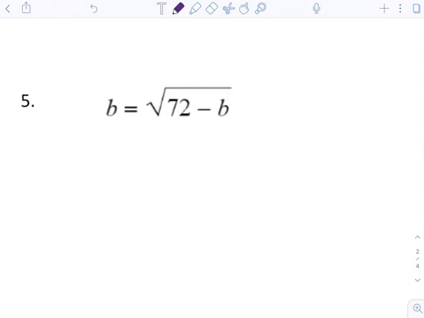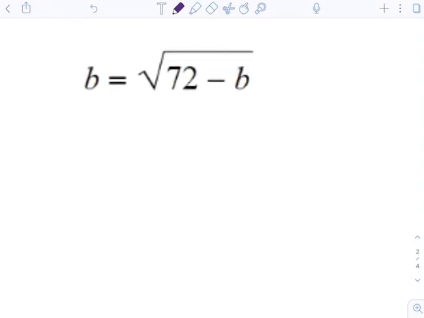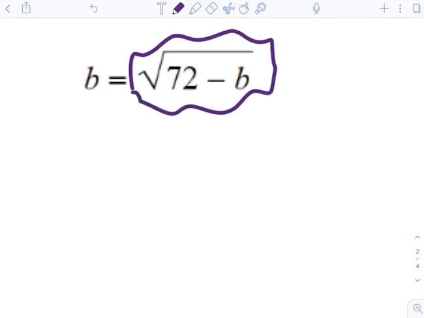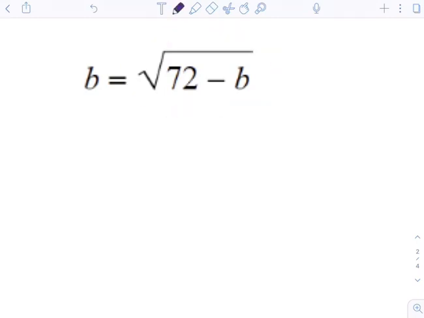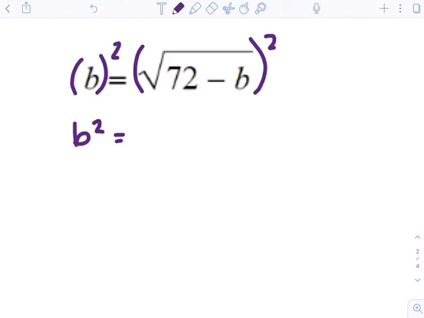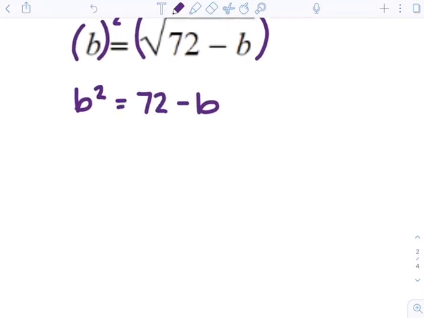Finally, number 5. I have a square root. It's all by itself. There's nothing on the outside of it. If there's nothing around this, then I'm good. And I'm going to go ahead and square both sides. So this becomes b squared equals, again, don't square the inside. The square root just goes away. So I get 72 minus b.